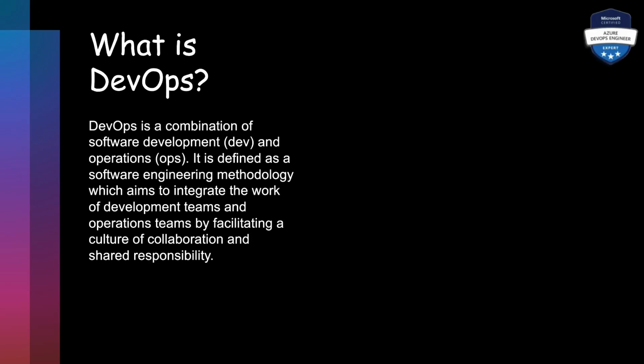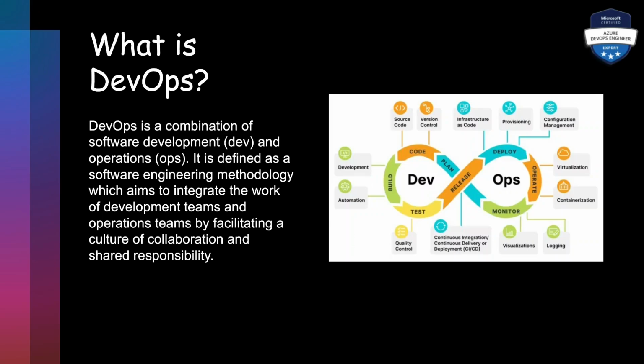So the first question arises: what is DevOps? DevOps is a combination of software development and operations. It is defined as a software engineering methodology which aims to integrate the work of development teams and operations teams by facilitating a culture of collaboration and shared responsibility.